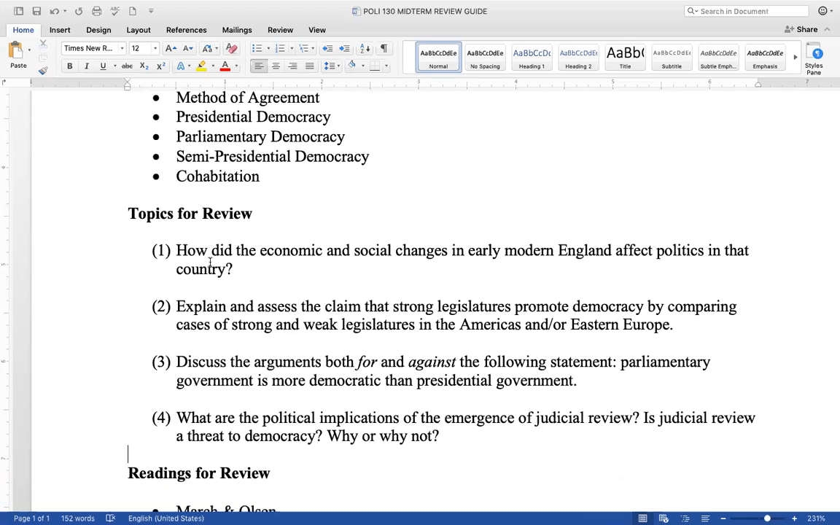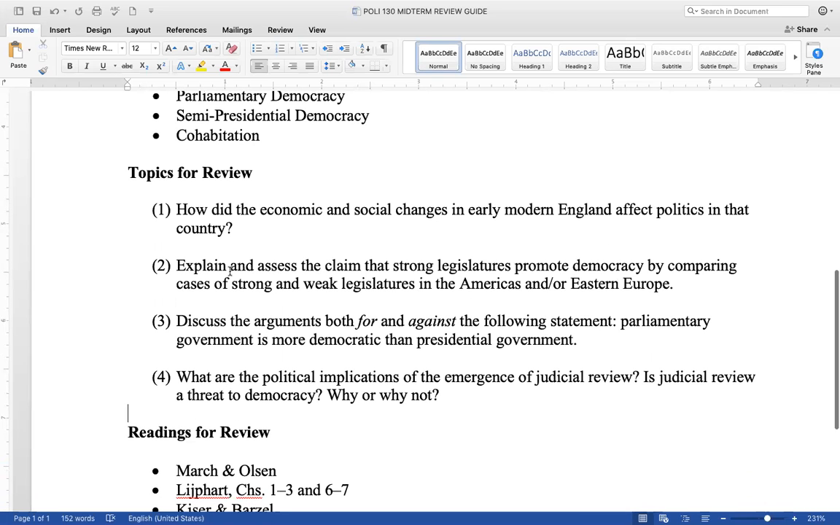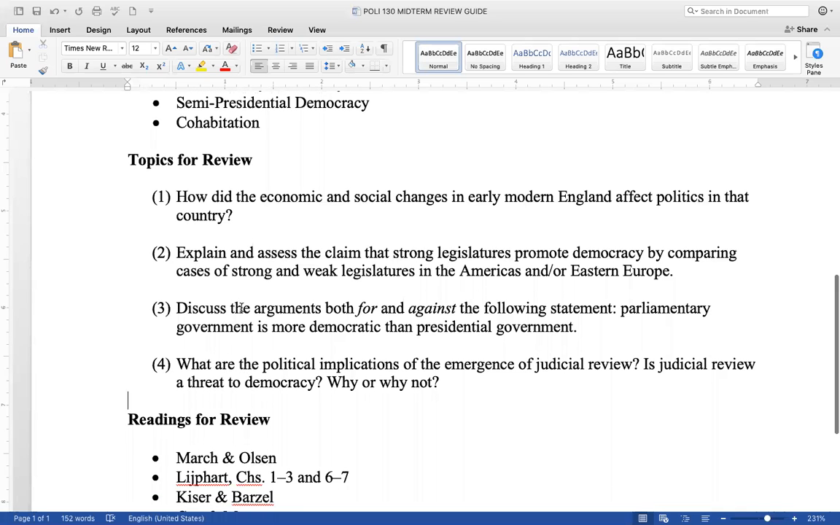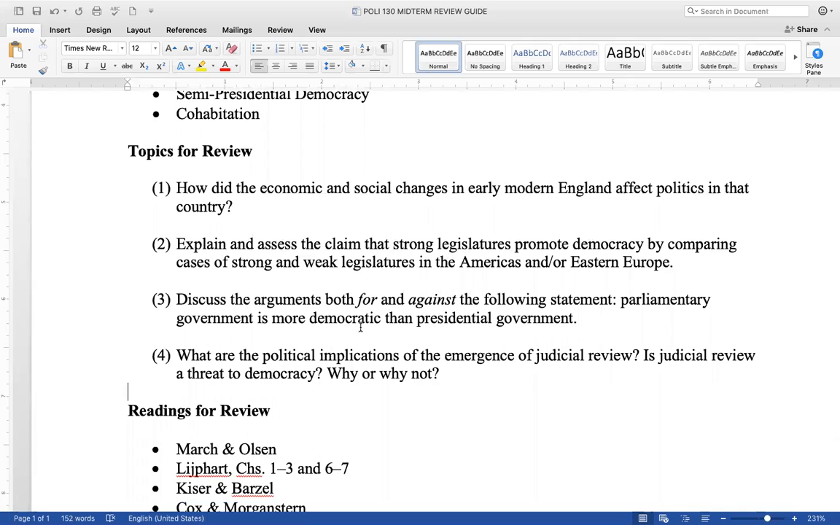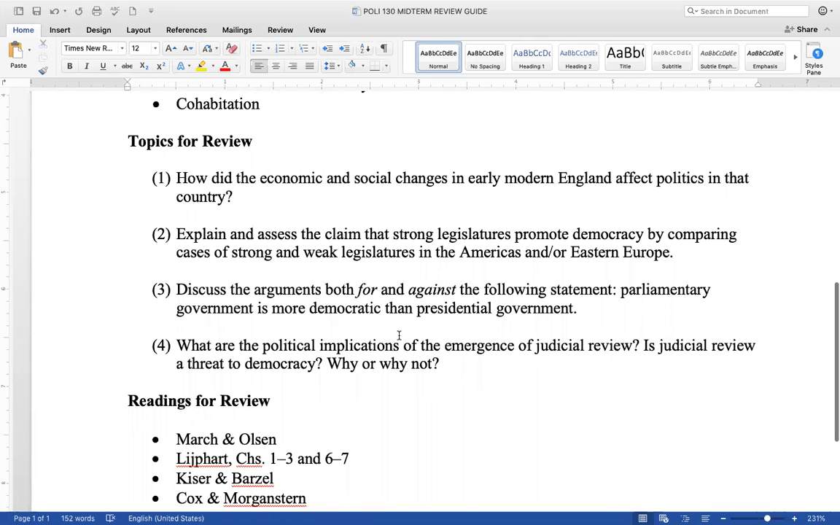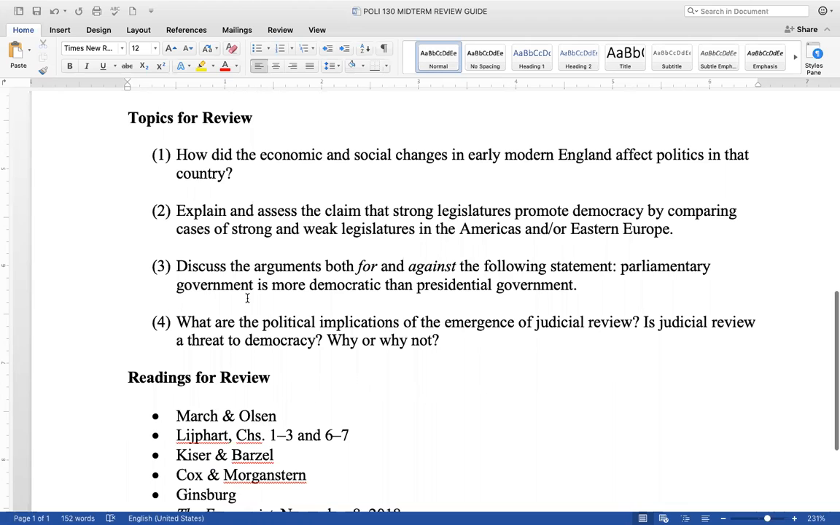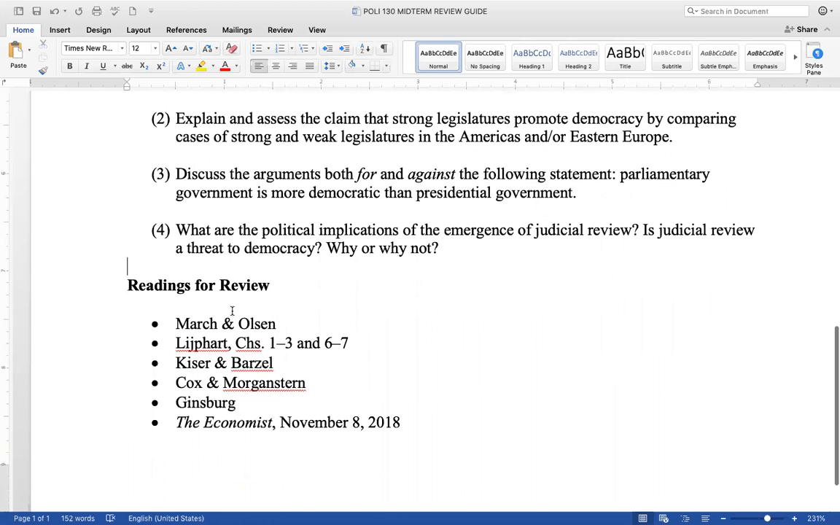I have 4 topics here. The first is, how did the economic and social changes in early modern England affect politics in that country? Second, explain and assess the claim that strong legislatures promote democracy by comparing cases of strong and weak legislatures in the Americas and/or Eastern Europe. Number 3, discuss the arguments both for and against the following statement: parliamentary government is more democratic than presidential government. 4, what are the political implications of the emergence of judicial review? Is judicial review a threat to democracy? Why or why not?